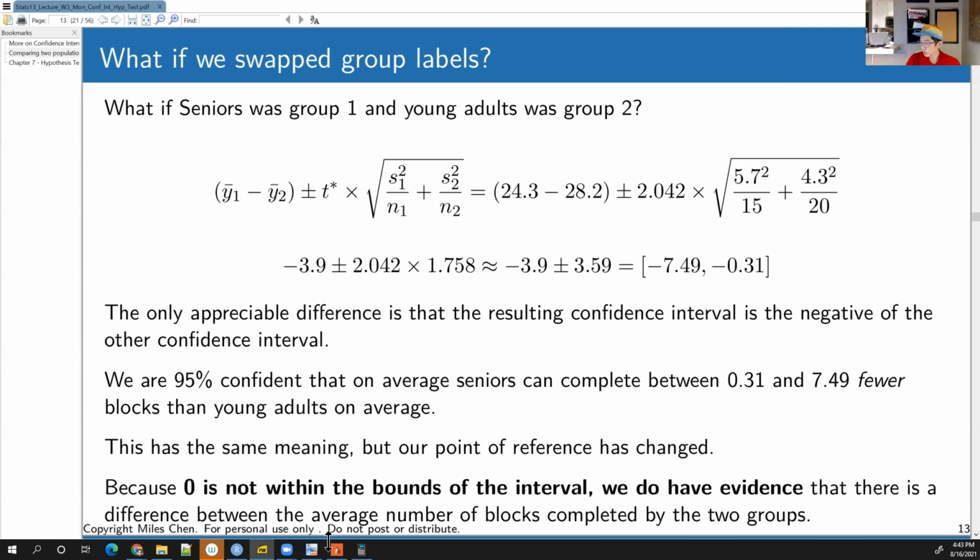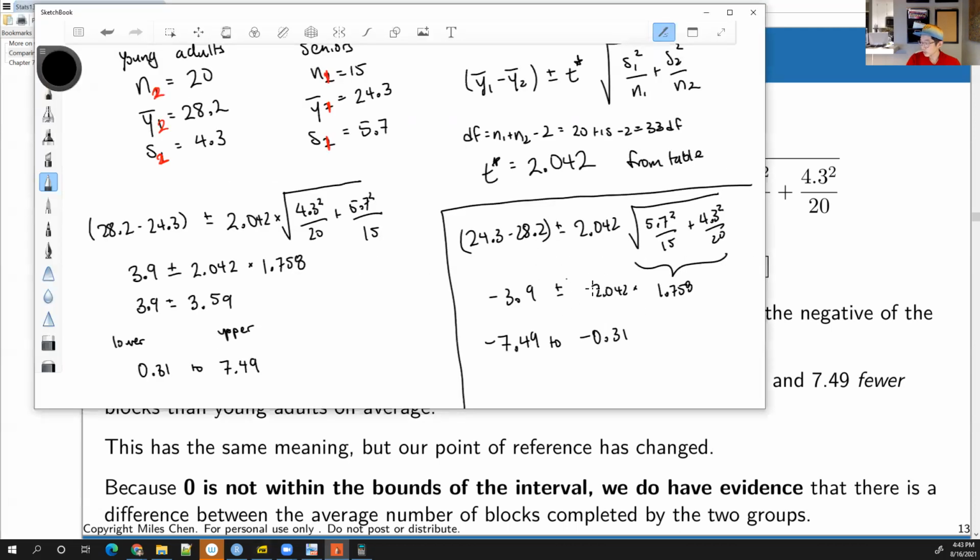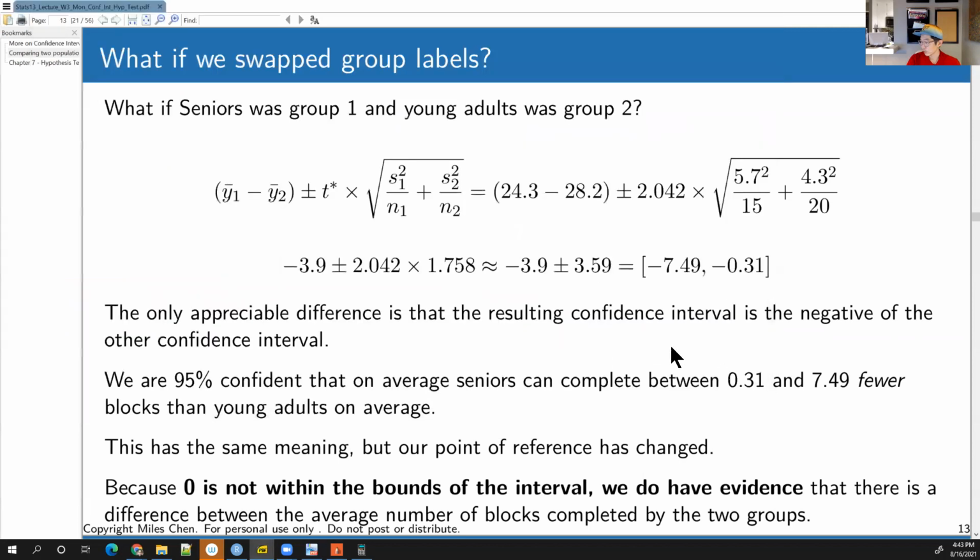So if we swap the group labels, everything else is going to remain the same. It's just this part that's going to become negative 3.9. And so the resulting interval will become negative 7.49 to negative 0.31. That's going to be the resulting interval, right?